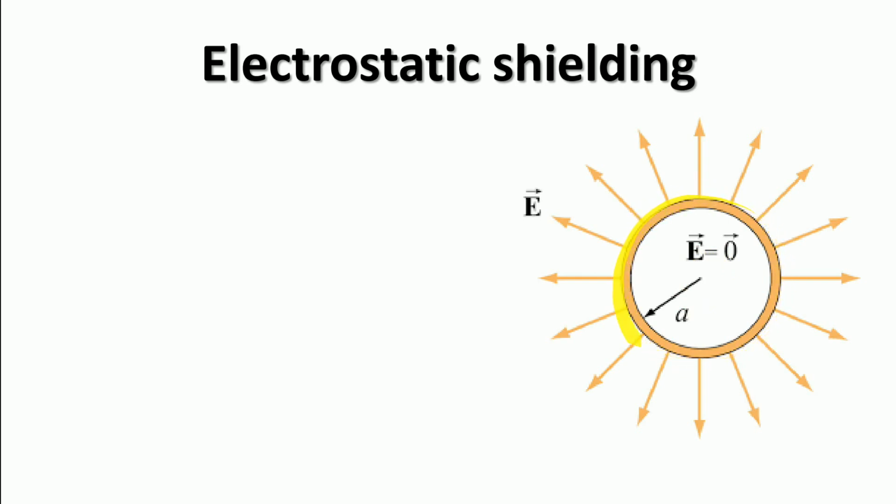This will work as a shield for that object where the electric field is 0, and around that the electric field is of some value, and inside the electric field is 0. So if we put an object inside this shell we will say that the object is electrostatically shielded.